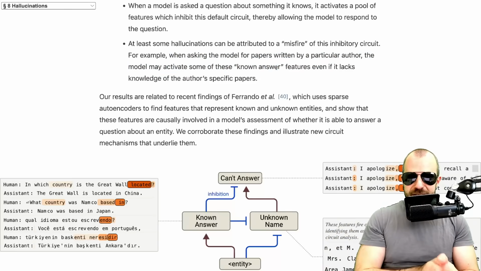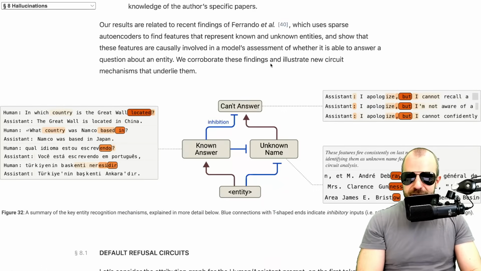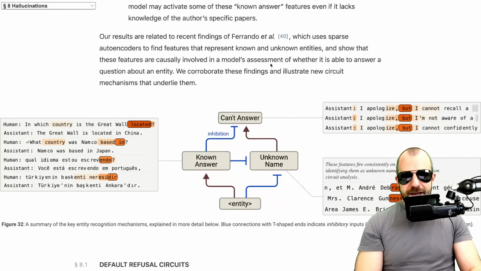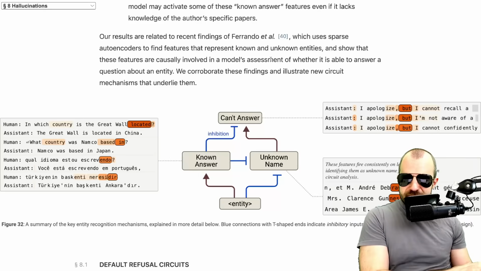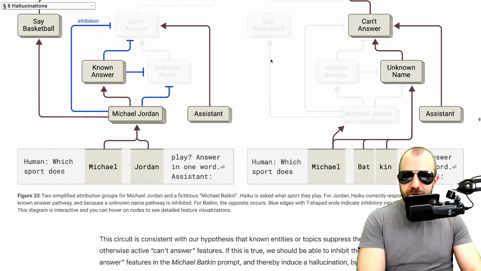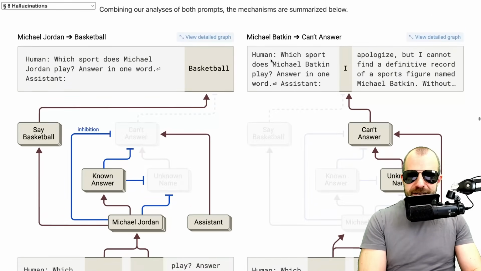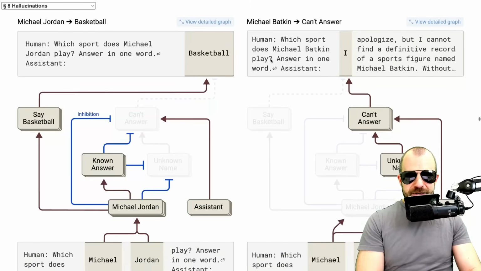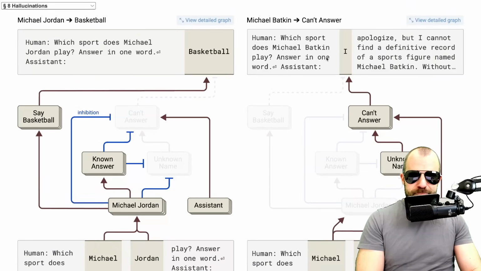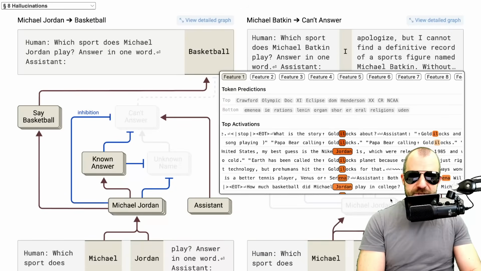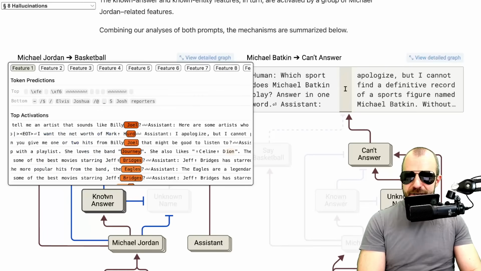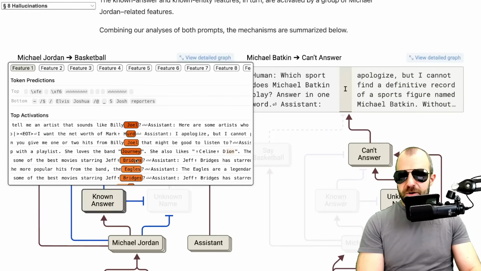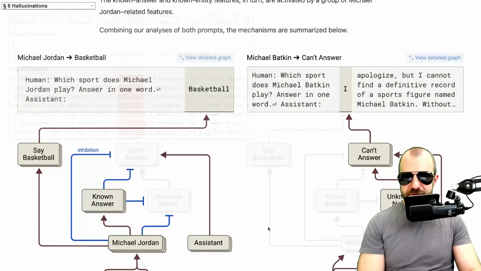But essentially, they're saying, look, there is always this thing that says, I can't answer, I don't know. And if you give it a name that it knows, then it suppresses that. And this to me is so silly in a way to say, because what happens here is, on the right hand side there's just this default circuit, but on the left hand side it does activate the feature for Michael Jordan, and that activates a feature that Anthropic calls known answer, and that inhibits these can't answer features.